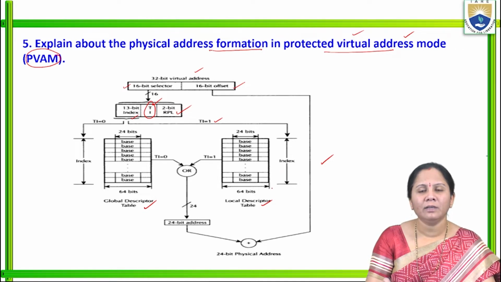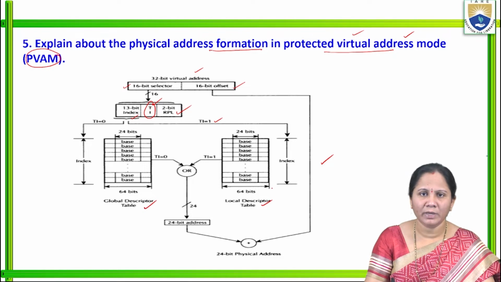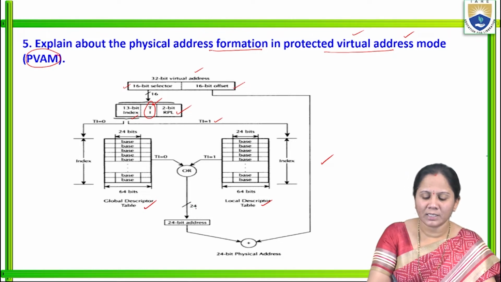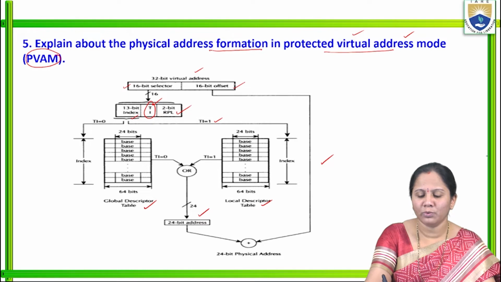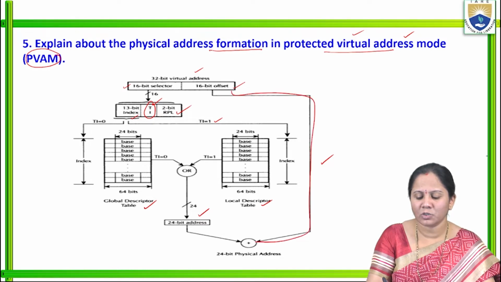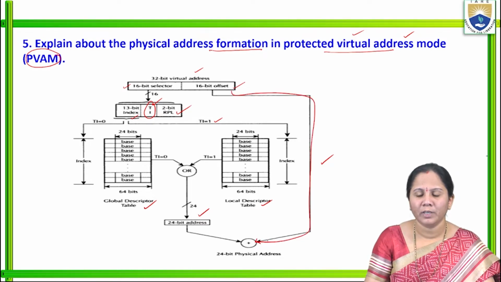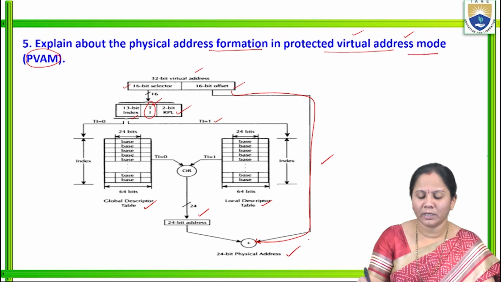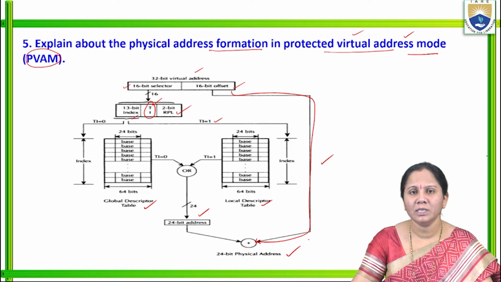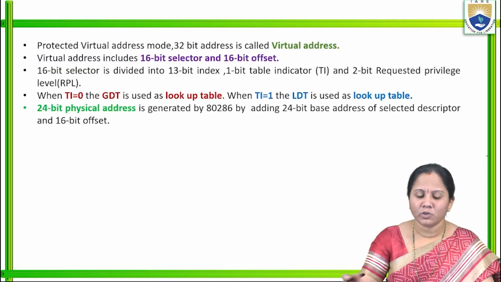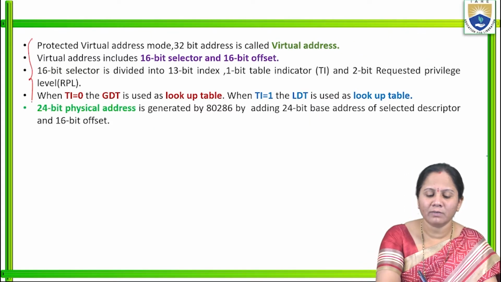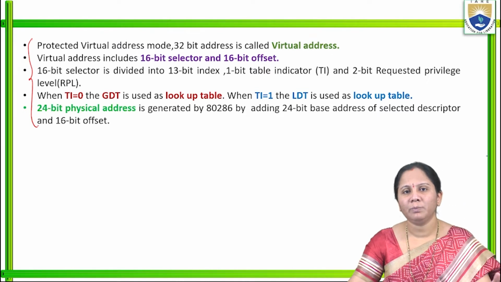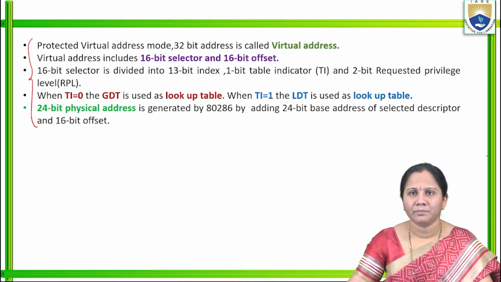And from that, we are going to take the segment address. And to this segment address, we are going to add this offset address. So in the protected virtual address mode, we are going to get the 24-bit physical address generation. So this is the entire procedure we have discussed based on the previous diagram.